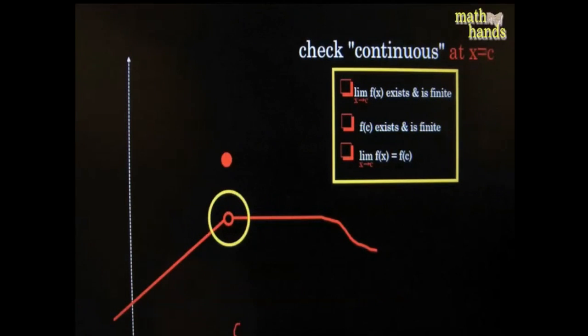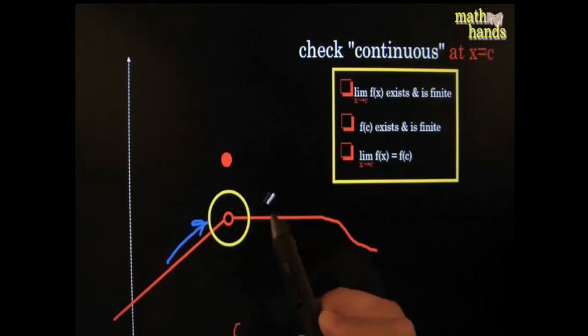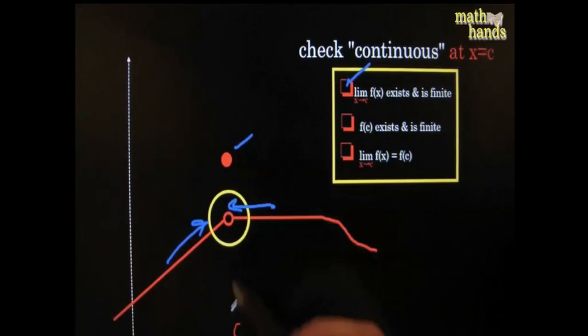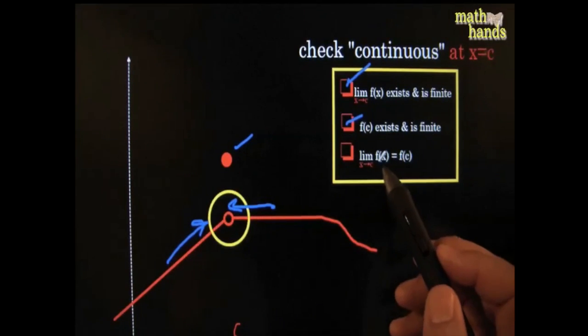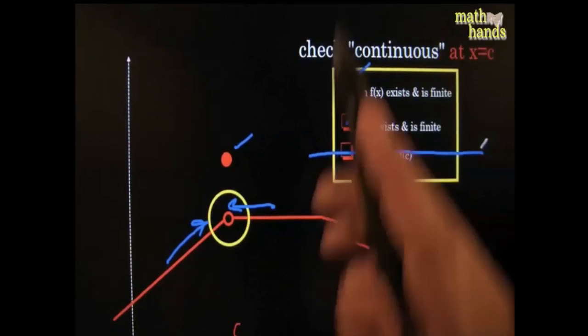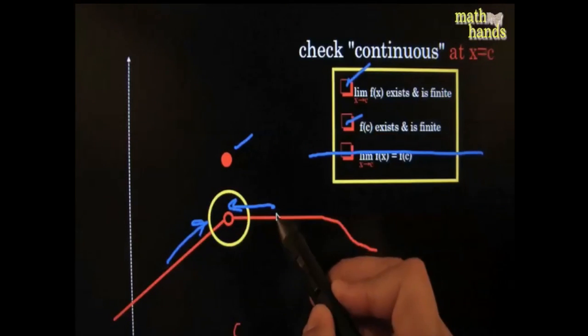Try this one again. Does the limit exist? Well, as you go that way, they match, check. Does f of C exist? Yes, it's defined, check. Do they equal each other? No. Whoops.